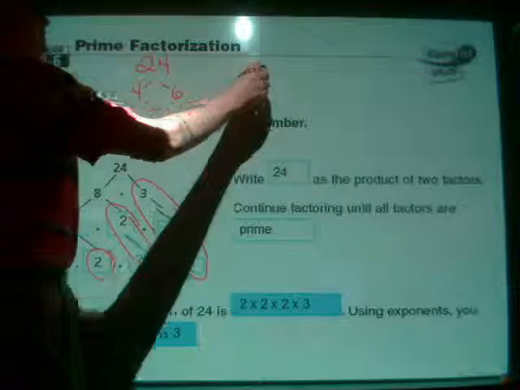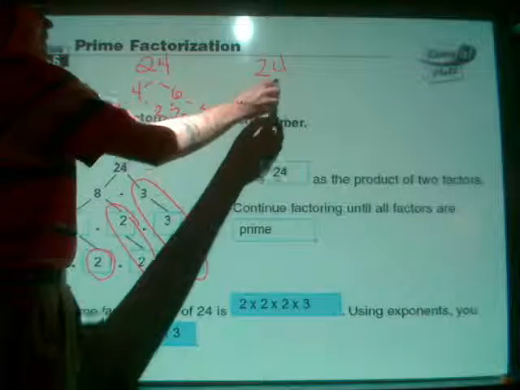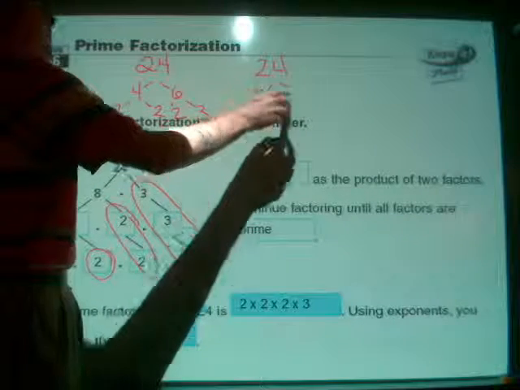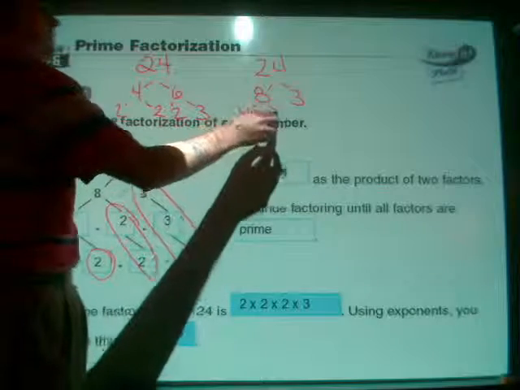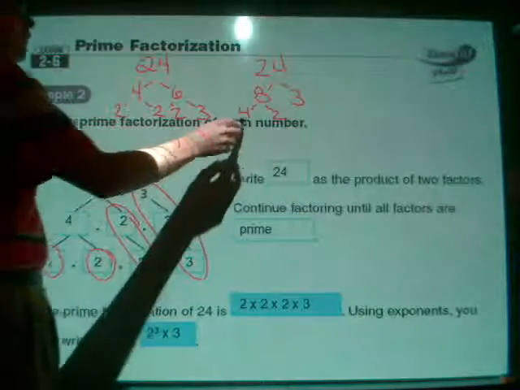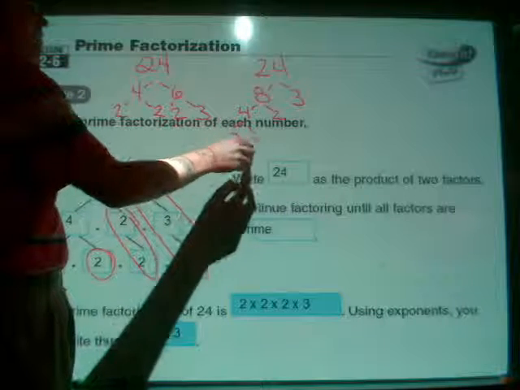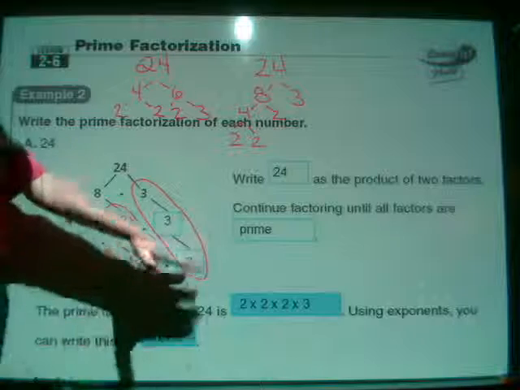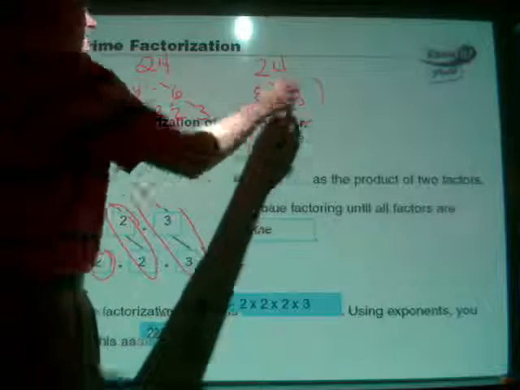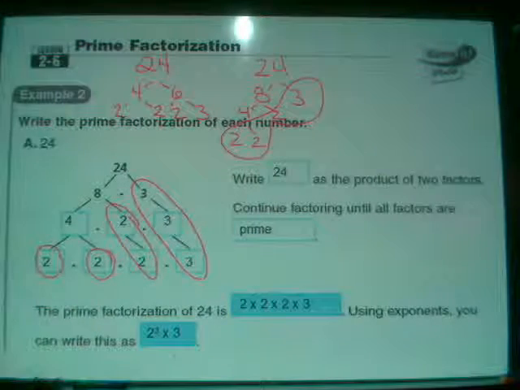Right, we can break 24 down as 8 and 3, which is the other option. 3 is a prime number, but 8 is not. 8 will get broken down as 4 and 2. 4 will get broken down as 2 and 2. And again, notice that the answers I had here at the bottom are the exact same as my bottom here. A 2, a 2, a 2, and a 3.